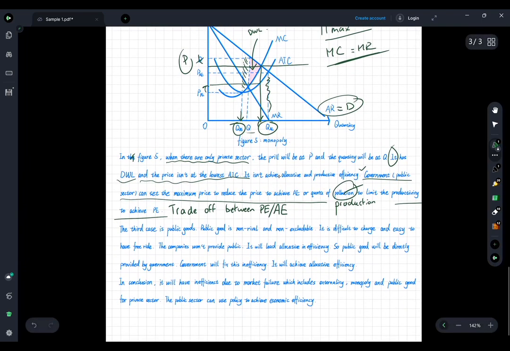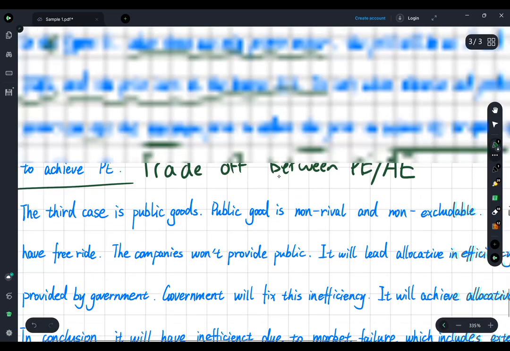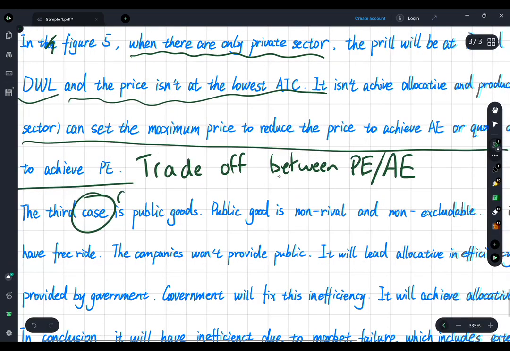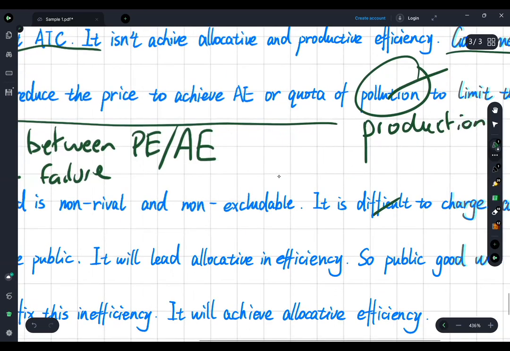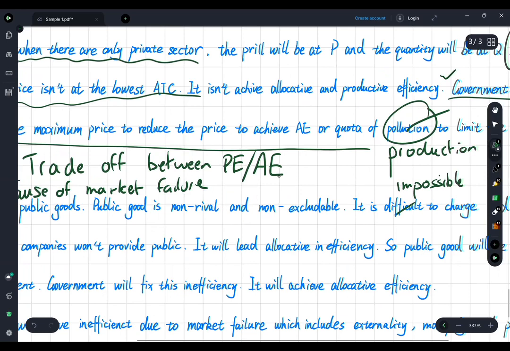And finally, the third case is public goods. Okay, so third case, same thing. It's a bit vague. The first, maybe cause of market failure, it's more precise. The third cause of market failure is public goods. Okay, public good is non-rival and non-excludable. It is difficult to charge. Well, it's actually impossible. If it's non-excludable, it is impossible to charge.